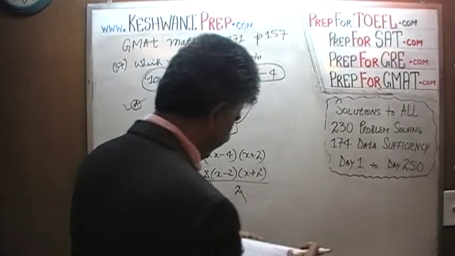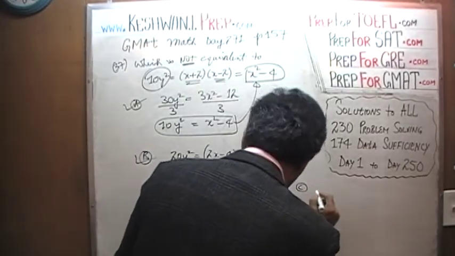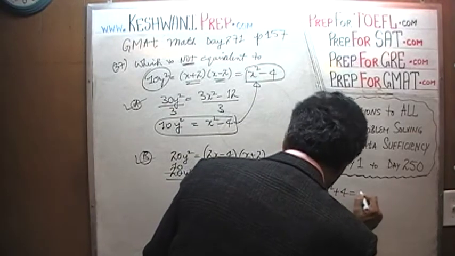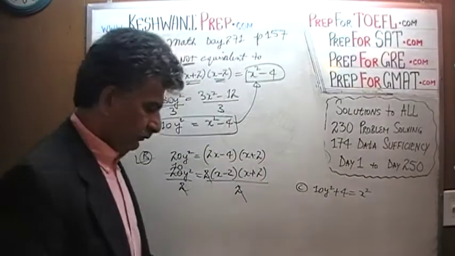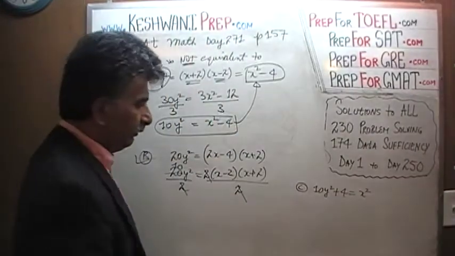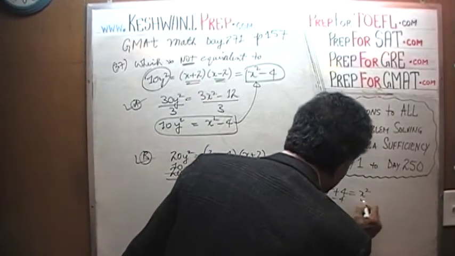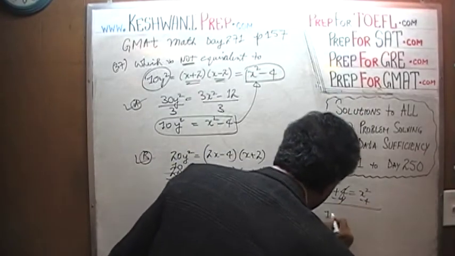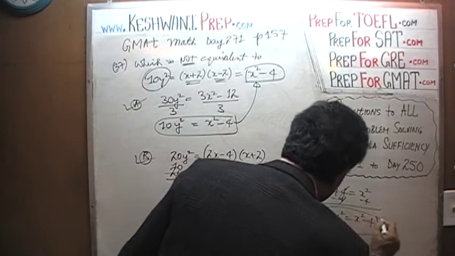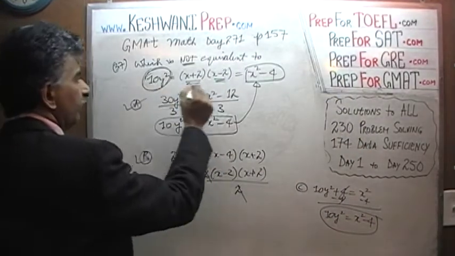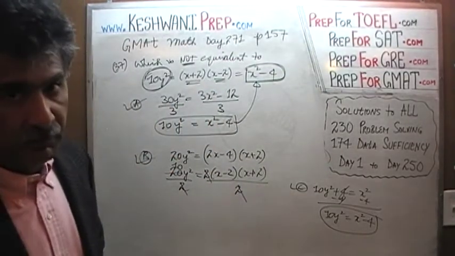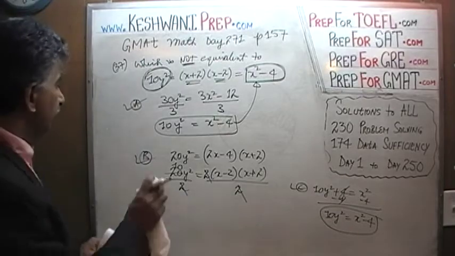Answer choice C says 10y squared plus 4 is equal to x squared. But this is just silly. It's just a matter of moving the 4 to the other side. If we subtract 4 from both sides, we end up with 10y squared equals x squared minus 4, which is exactly what we have. So that is fine. The answer is not A, B, or C. It's got to be either D or E. Let's look at D.